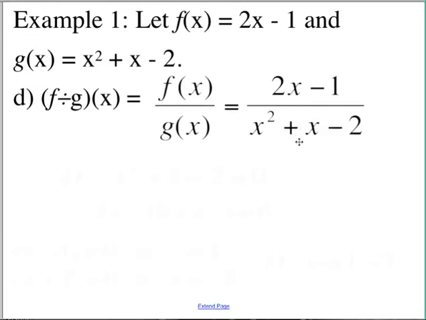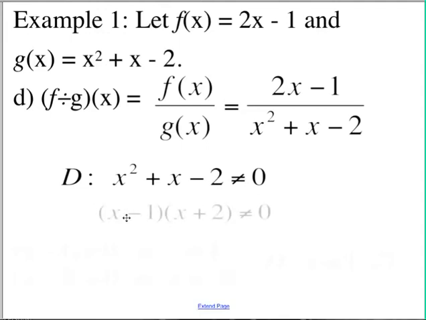And now when I'm focused on domain, I want to set the denominator equal to 0, or sorry, to not equal 0. And then I'm going to factor this. So use your diamond problems. So this factors to x minus 1 times x plus 2. That still can't equal 0.